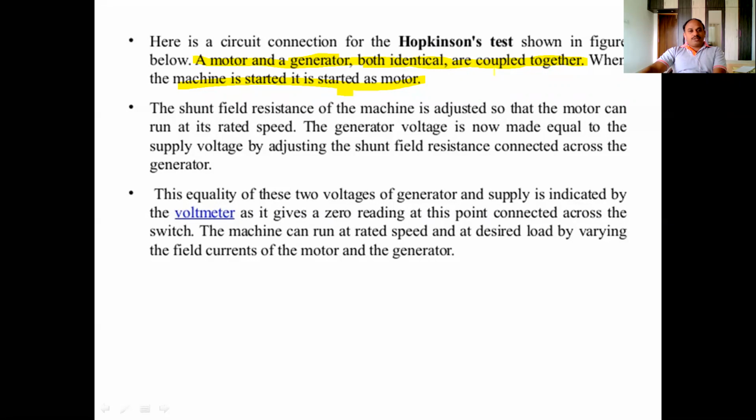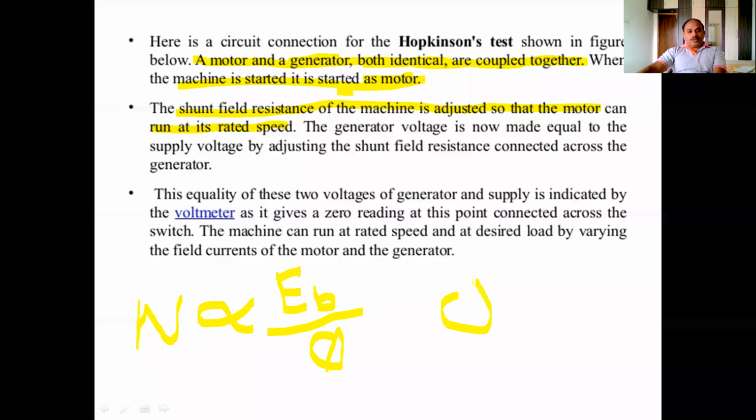One machine acts as a motor. That means the circuit is started as a motor. The shunt field rheostat of the machine is adjusted so that the motor can run at a rated speed. Because we know that in a DC machine, speed is proportional to back EMF by flux. Flux means field current. Flux is proportional to field current.